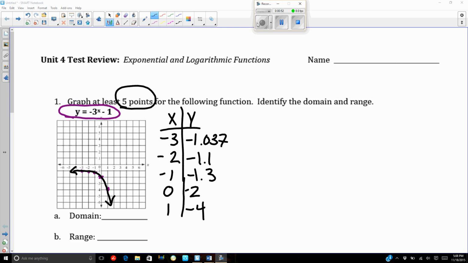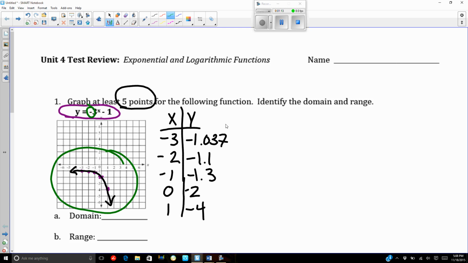So here's the 5 points that I picked. You could have picked 5 different points, but ultimately your graph should look pretty similar to what I've got right there. The negative value in front of the 3, that's the reason that graph kind of has a downward trend in this problem. That's essentially what your graph should look like.